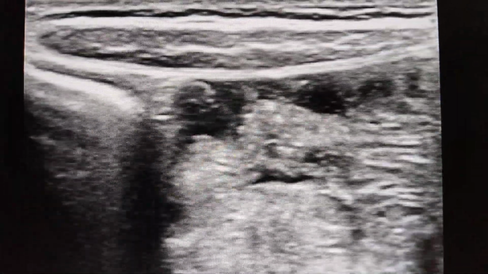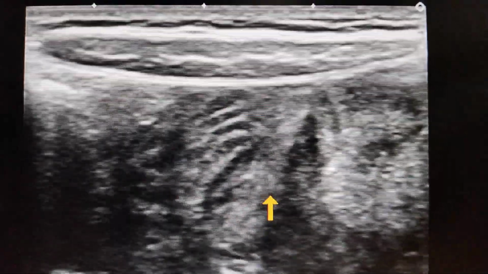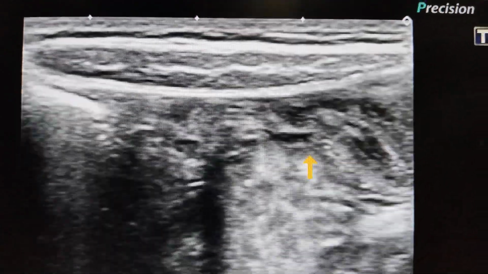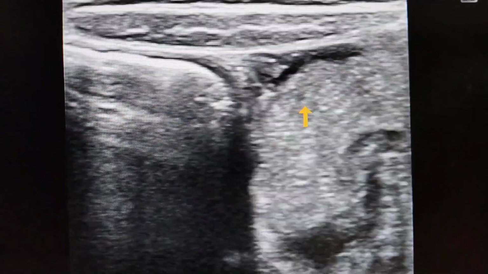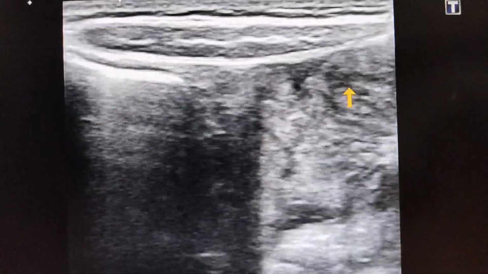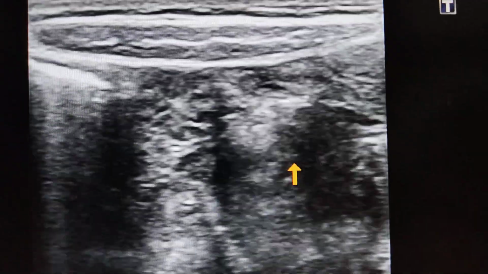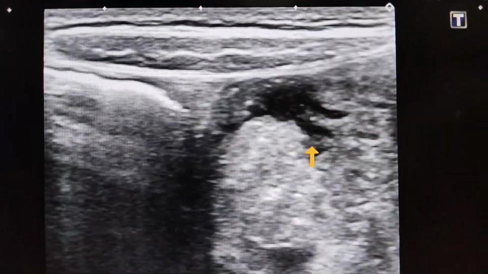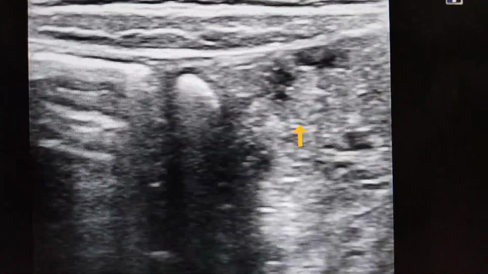So I have placed the probe just above the umbilical region, and we can appreciate this is the small bowel, jejunum, and look at the movement of particles, food particles within the jejunum.